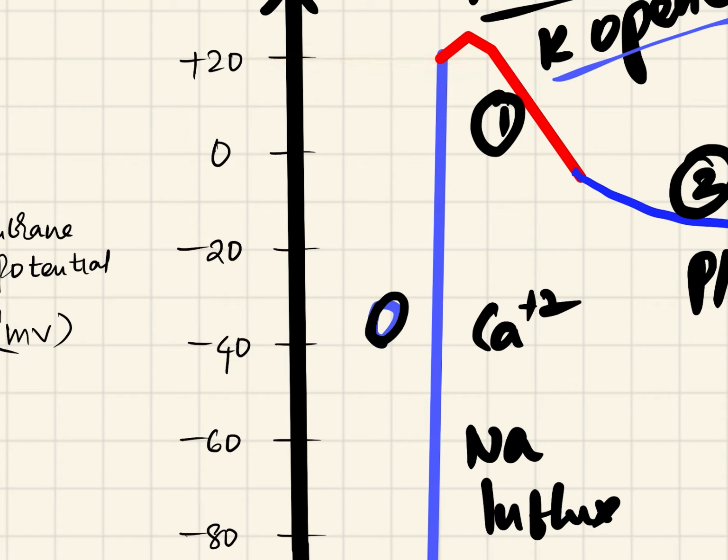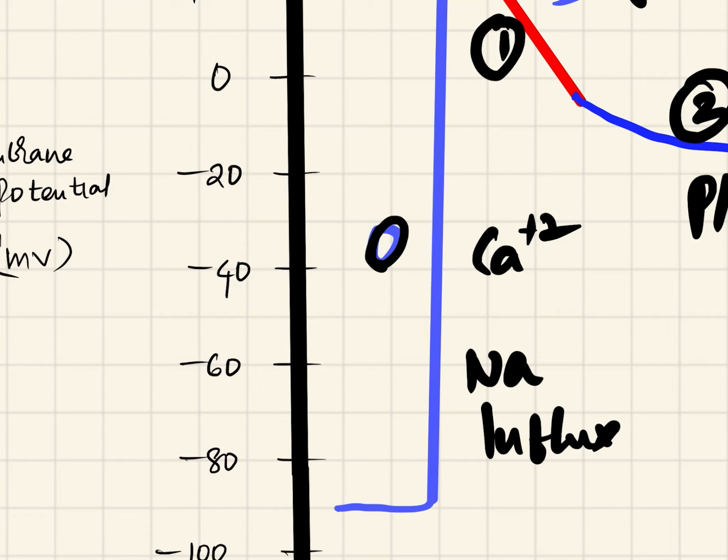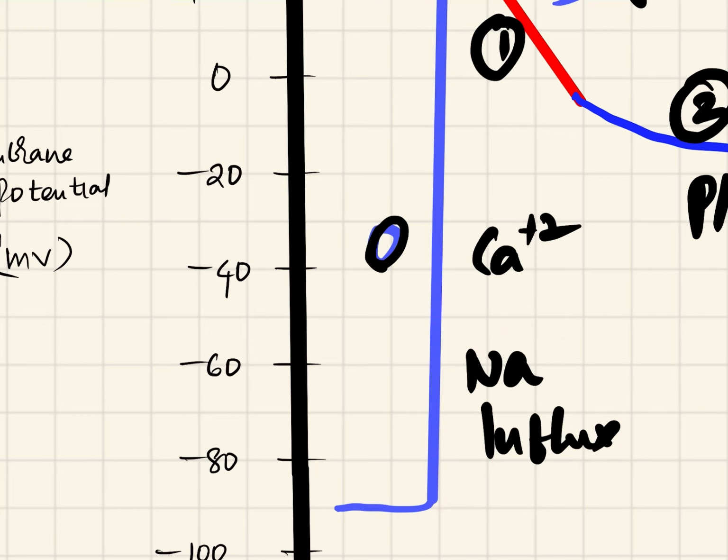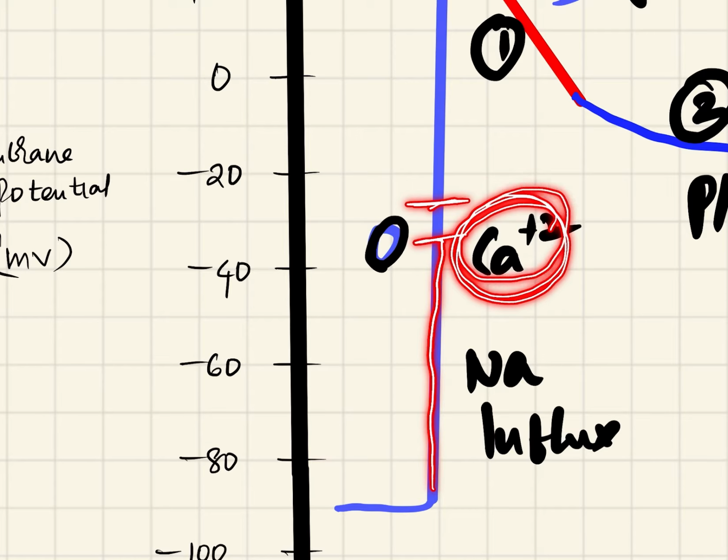Now what is the ionic basis that causes this depolarization? Whenever you stimulate this cardiac muscle fiber, it rapidly opens the voltage gated sodium channels. The opening of the voltage gated sodium channels causes sodium influx, and sodium influx increases the membrane potential. At the level of minus 30 to minus 40, calcium channels also open and cause calcium influx.